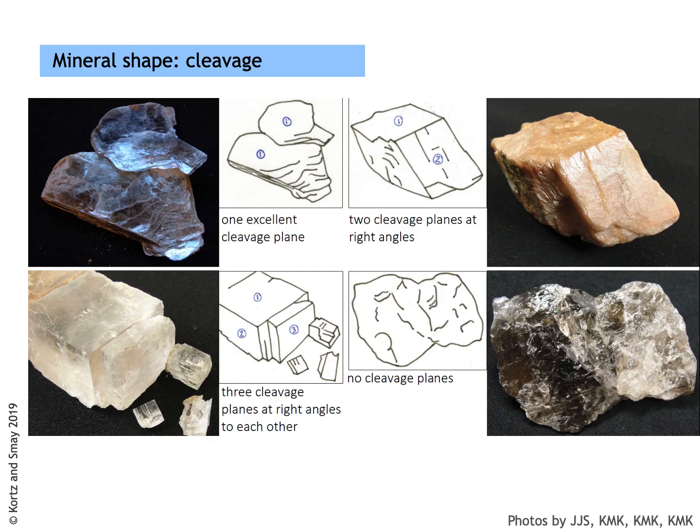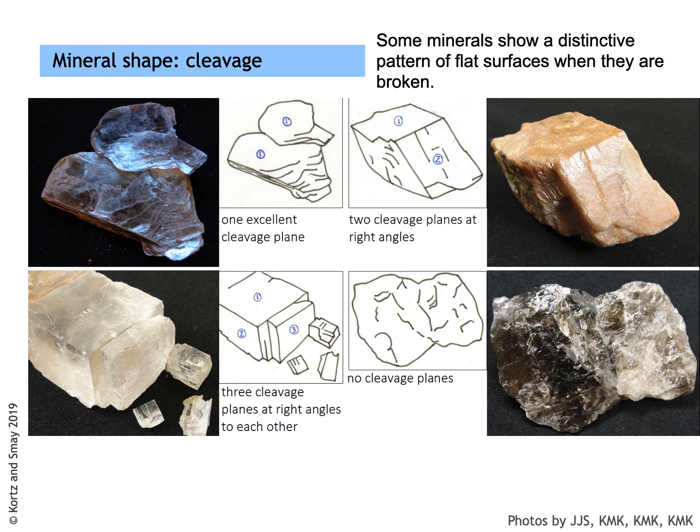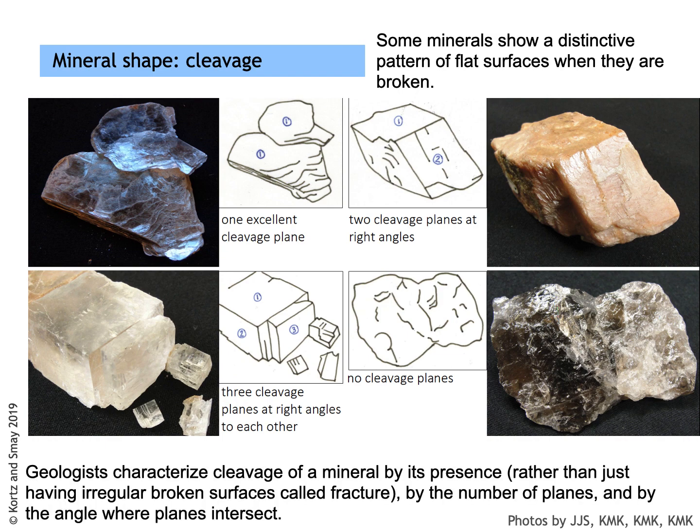There's two aspects of mineral shape we're going to be working with, and the first is known as cleavage. Cleavage is referring to the fact that some minerals show a distinctive pattern of flat surfaces when they're broken, say with a hammer. So we've got several options for this. Geologists characterize cleavage of a mineral by its presence, that is, whether a mineral possesses cleavage or a sample possesses cleavage or not. If it doesn't seem to have cleavage, usually we say it has fracture. That is, it has irregular broken surfaces instead of these nice, relatively neat flat surfaces or stair-step kind of pattern we'll see when it has cleavage.